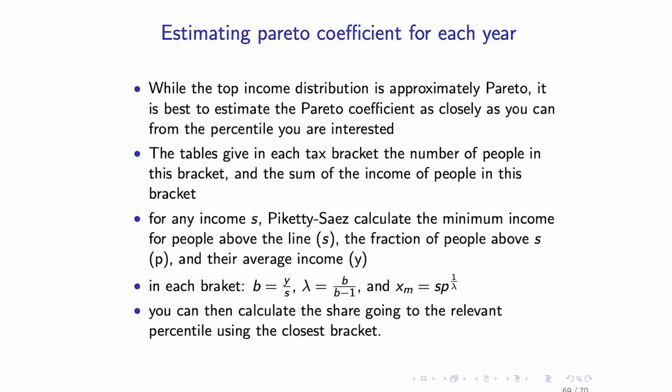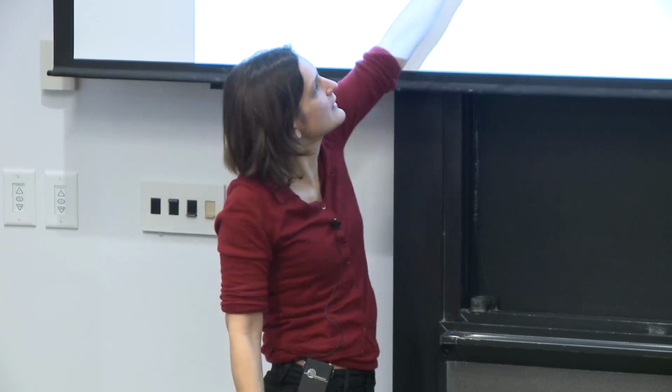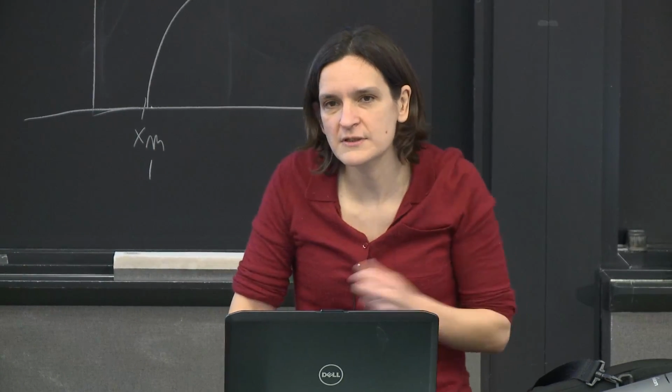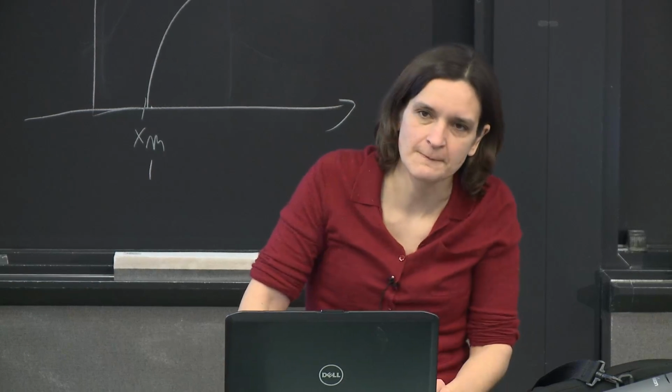And then we have everything. We have an entire description of the distribution at the top. We take the share going to the relevant percentile, using the closest tax bracket that gives us the closest line. And we calculate the top income of everybody above divided by total income to obtain their average income, obtain the coefficient b, obtain lambda, and then apply this to the quantile we're interested in. So that's what they do in a systematic way. And then, once you know that, you can just do whatever you're interested in.